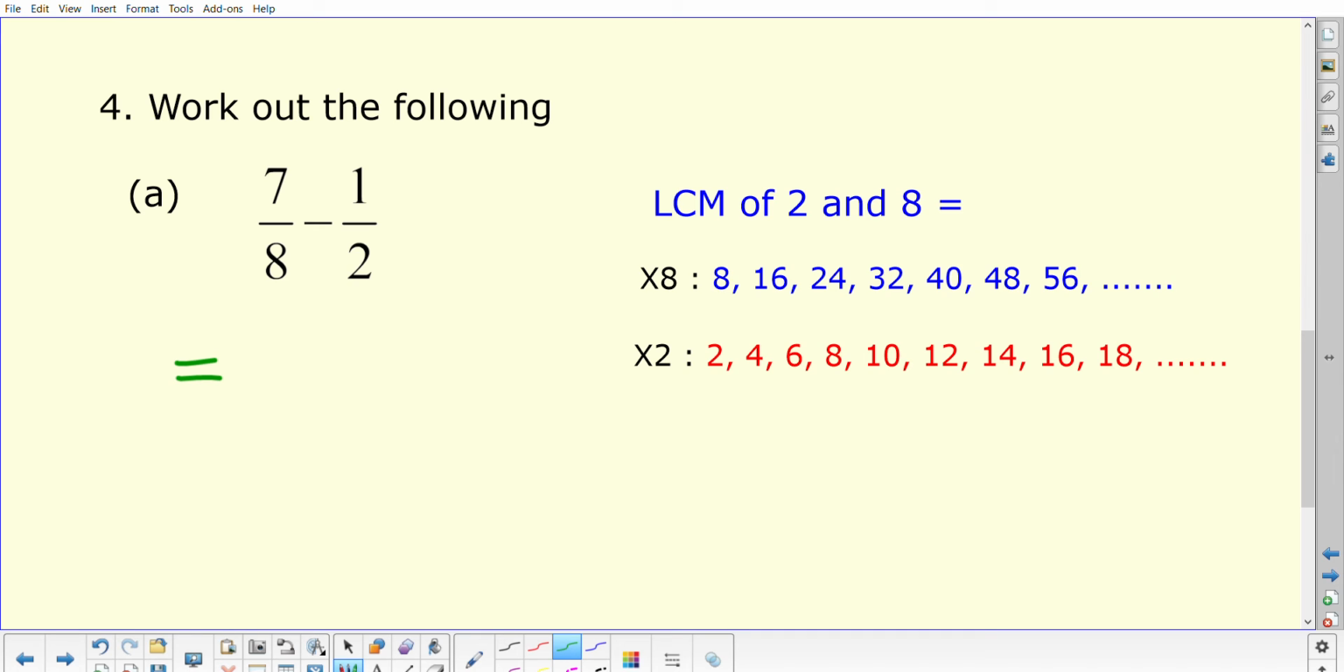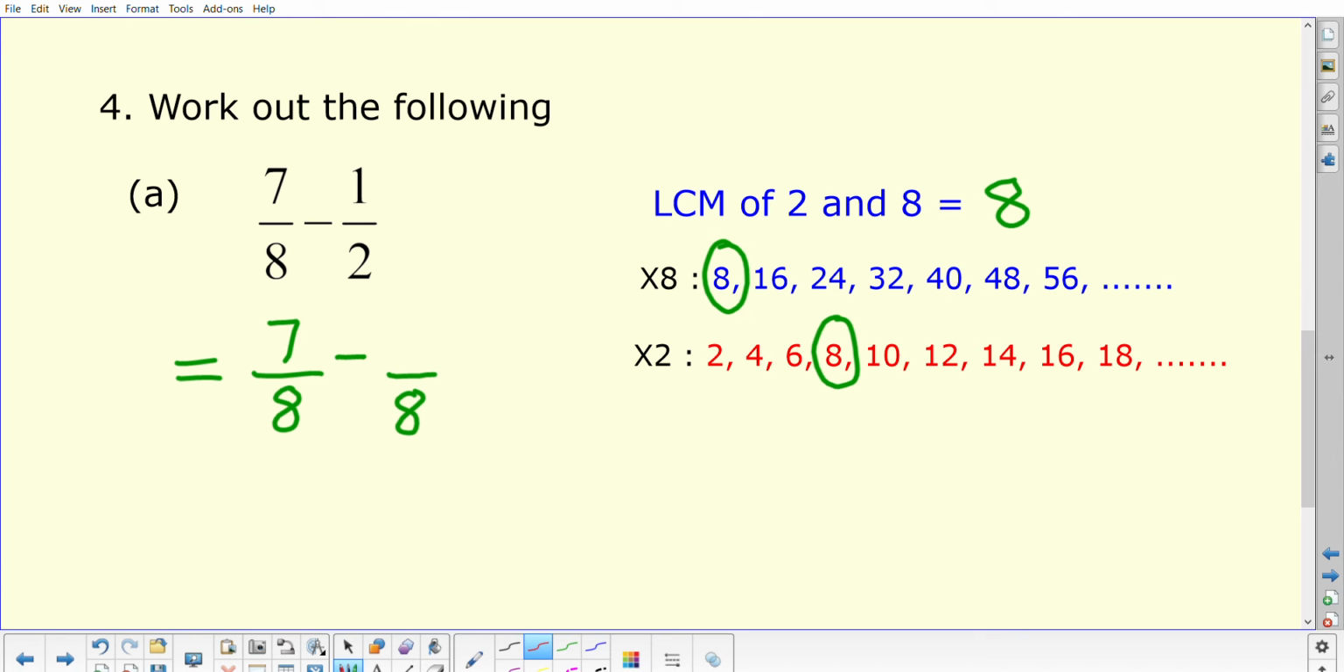So lowest common multiple of 2 and 8: what's the first number that's in the 2 times table that's also in the 8 times table? And of course that is 8. That tells you that the bottom number of both fractions needs to be 8 in order to carry out this subtraction. Now the first fraction hasn't changed, so nothing happens with that.